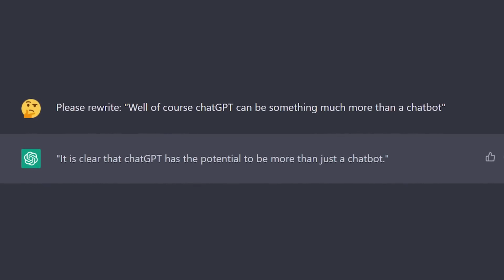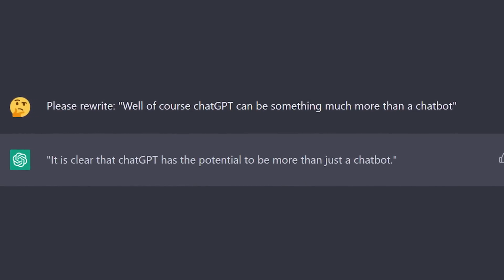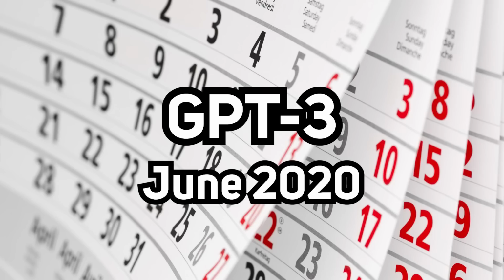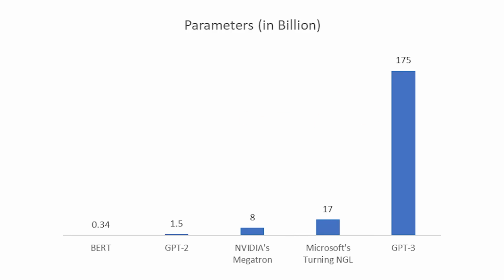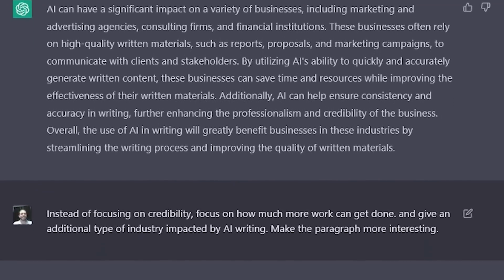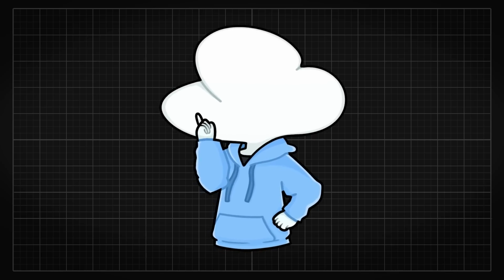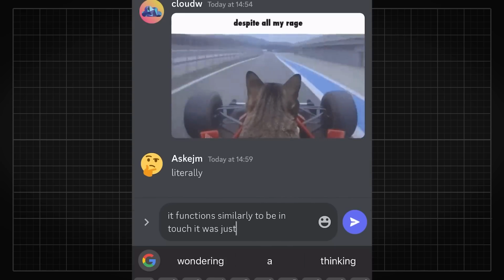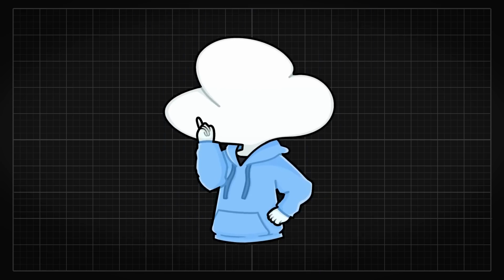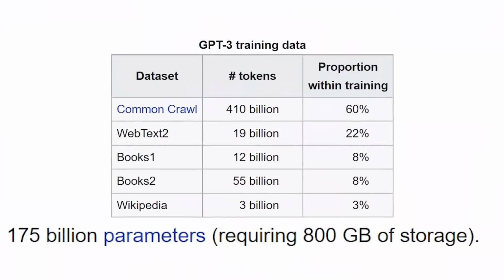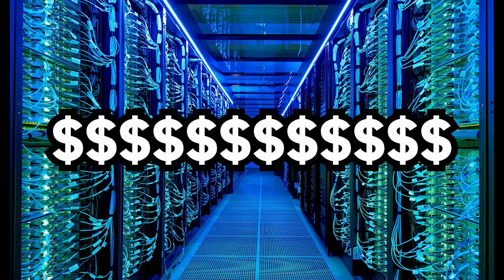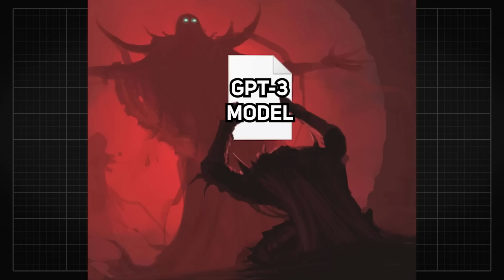Well, of course, ChatGPT can be something much more than a chatbot, because it was not a chatbot to begin with. GPT-3, published in June 2020, was the largest language model, trained on 175 billion parameters in order to produce human-like text. To describe what GPT-3 does in the most simplified way, it functions in a similar way to a text completion on your smartphone's keyboard. The only difference is that it is trained and optimized with a very large set of data in a very large neural network, along with millions of dollars of computational costs to produce something that seems to be able to comprehend the human language.